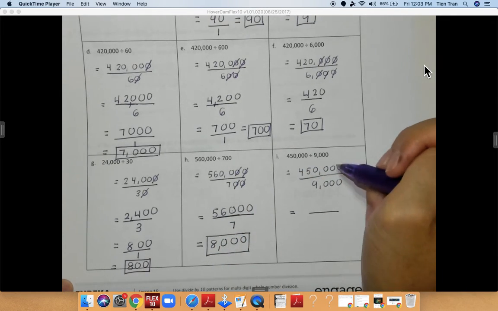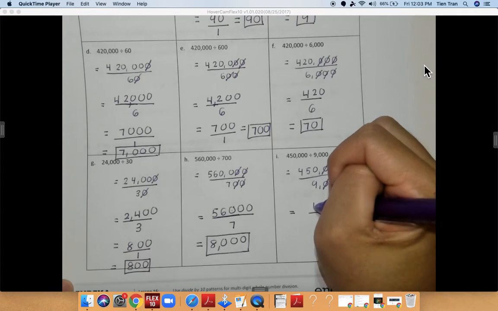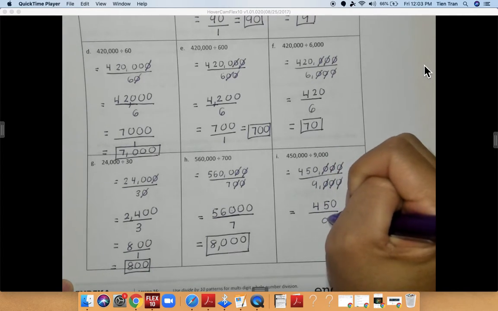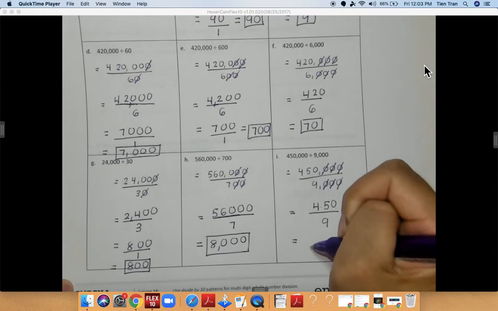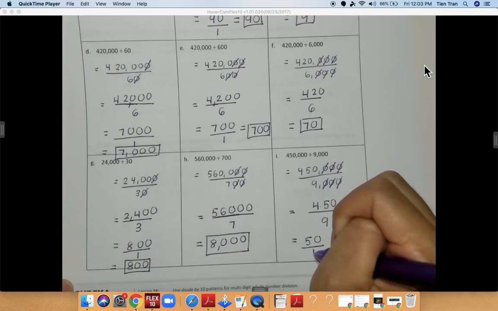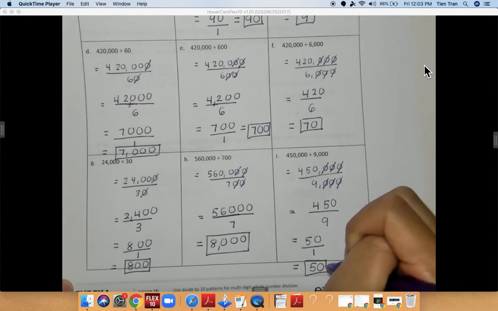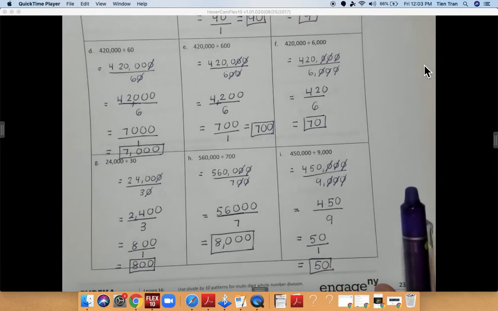Over here, I'm crossing off 3 zeros on the bottom. So I must do the same at the top. So I have 450 left and 9. I know that 45 divided by 9 is equal to 5. Add my 0, and I'm leaving my 1 right there, so my final answer is equal to 50, because 50 divided by 1 is equal to 50. Now I'm going to turn the page.